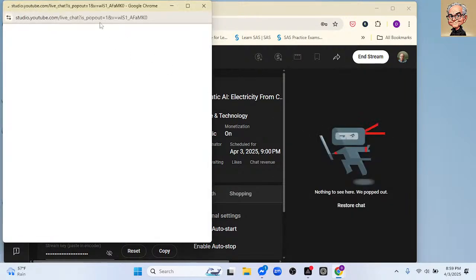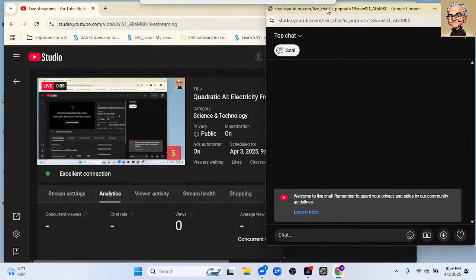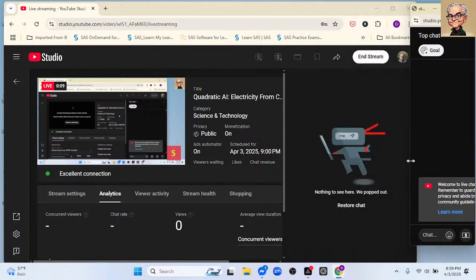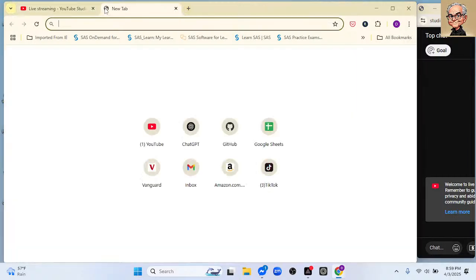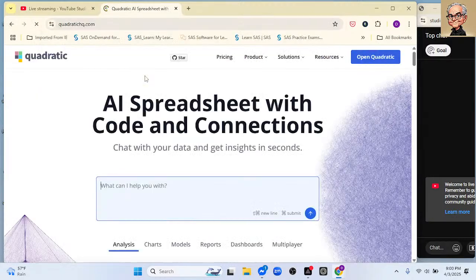Science channel. This is your Thursday evening Quadratic AI spreadsheet session again. We're continuing to use Quadratic AI to explore data sets, and tonight we're continuing to explore part of the energy data set from Our World in Data.